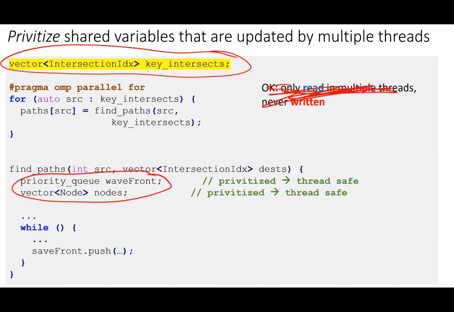What about this one? I've got this K intersections. That's my K intersections of interest. Do I need to move its declaration somewhere in here, or maybe in here? Because right now it's going to be shared across all threads.